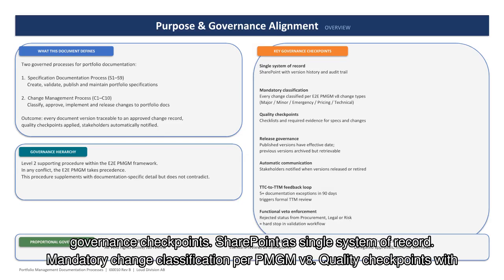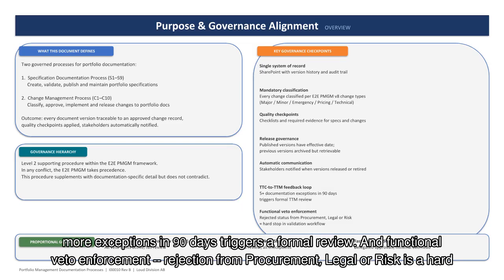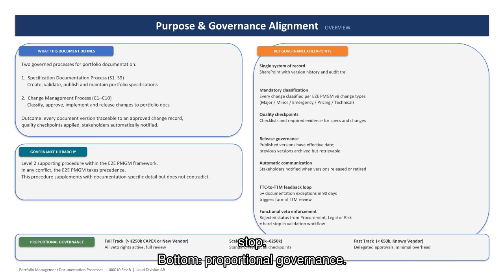Right side, 7 governance checkpoints. SharePoint as single system of record. Mandatory change classification per PMGM V8. Quality checkpoints with checklists. Release governance with effective dates and archived versions. Automatic notifications. The TTC to TTM feedback loop, 5 or more exceptions in 90 days, triggers a formal review. And functional veto enforcement, rejection from procurement, legal, or risk is a hard stop.